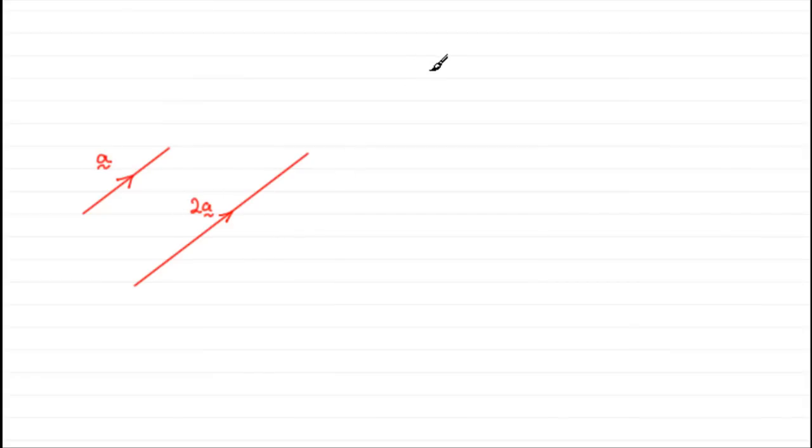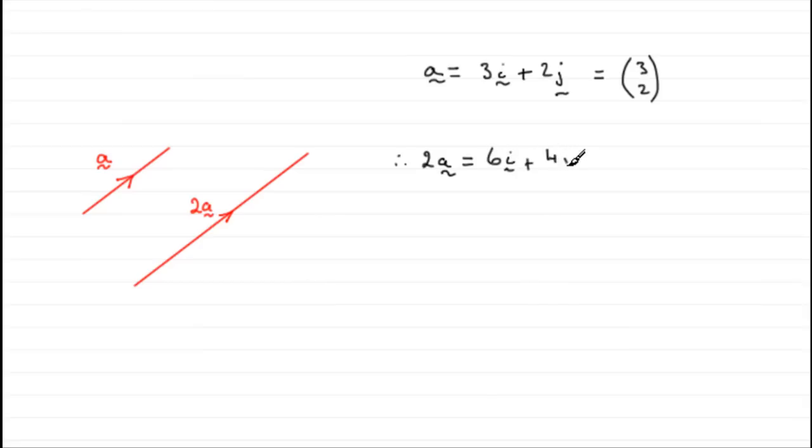Now suppose the vector A was, say, 3i plus 2j. Then if I've got it in component form, or even as a column vector 3, 2, we can multiply a vector by a scalar. So therefore, if it was 2A that we were talking about, I just need to double the components and I would get 6i plus 4j. Or as a column vector, simply 6, 4.